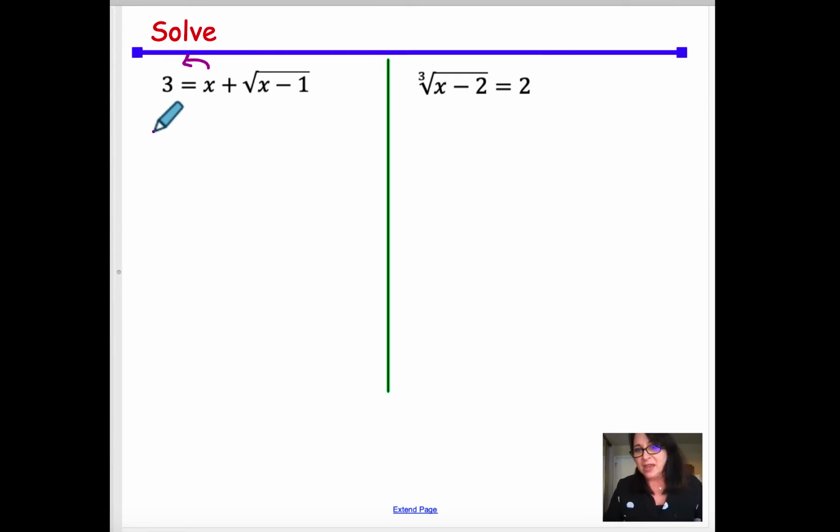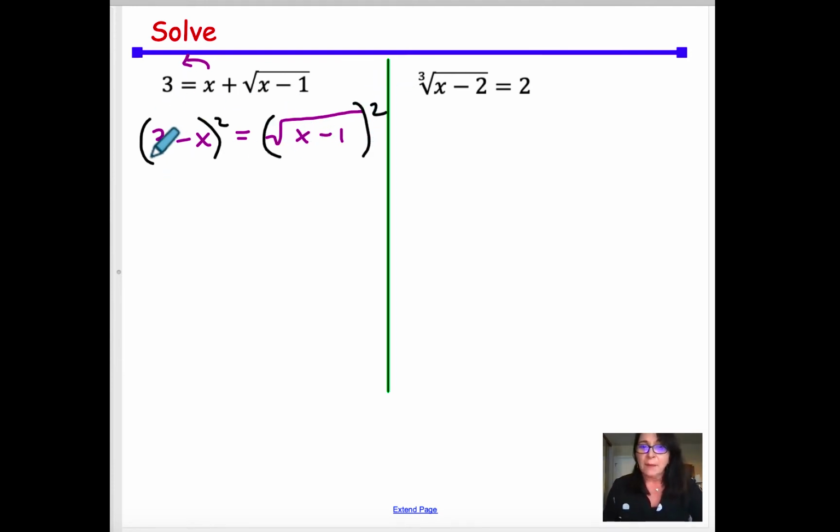So what I have then is 3 minus x is equal to the square root of x minus 1. And so now when I square both sides, because it is an equation and you do have to do the same thing to both sides, I'm going to square this.